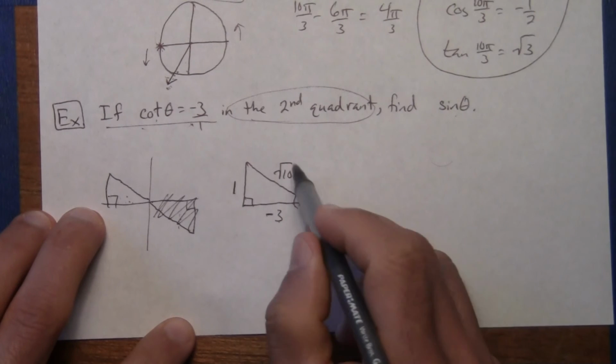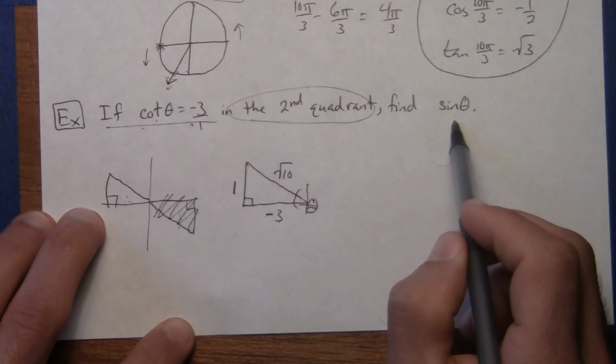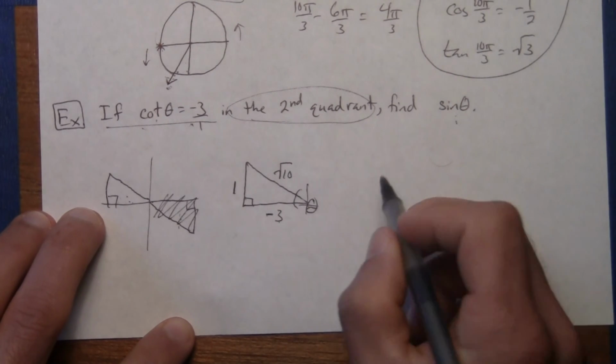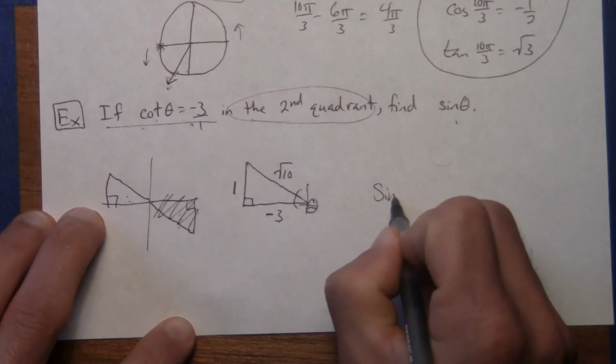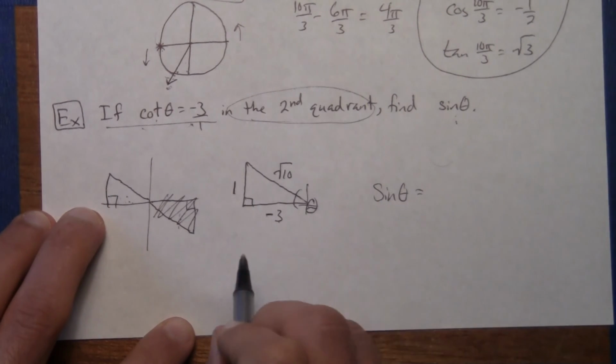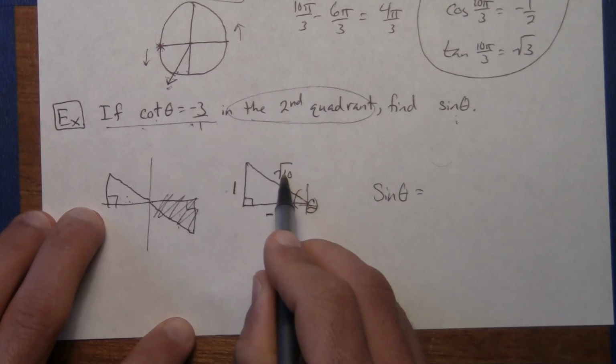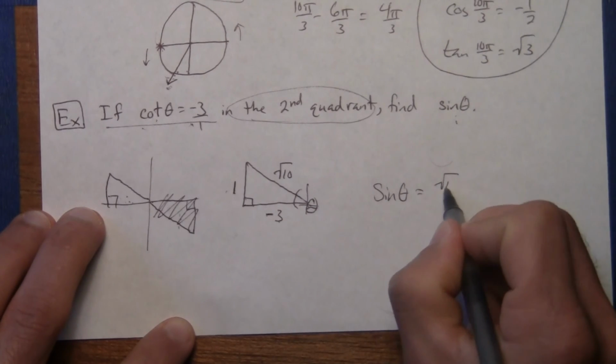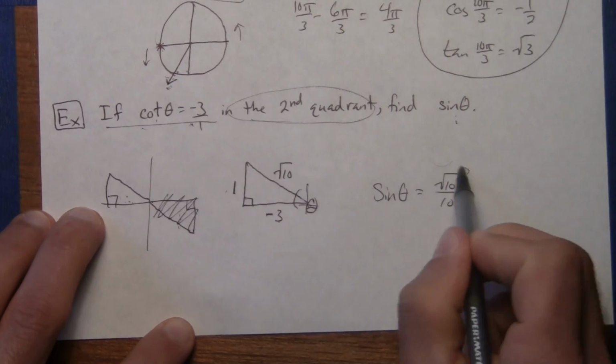And then once I have that triangle filled out, I can figure out whatever trig function you want. They happen to want the sine, so the sine of theta, for this particular triangle, is going to equal opposite over hypotenuse, 1 over the square root of 10, or make sure that you rationalize it: square root of 10 over 10.